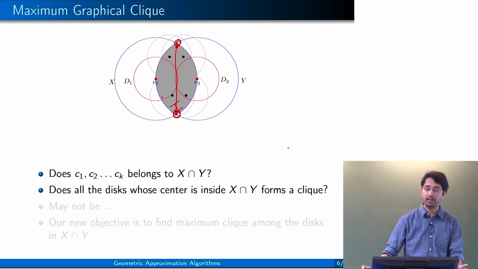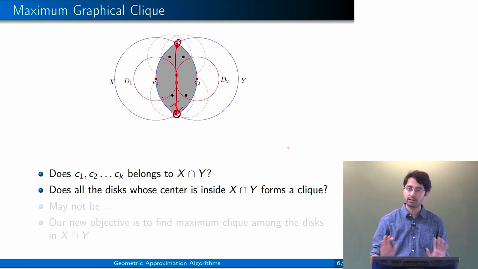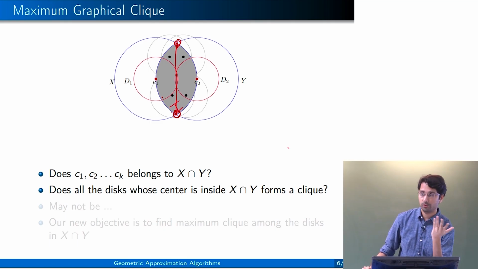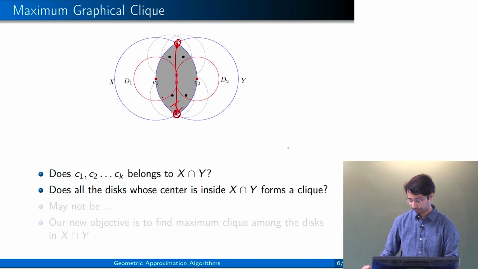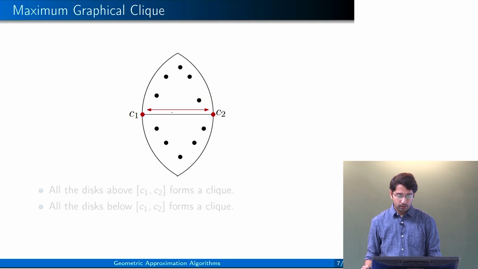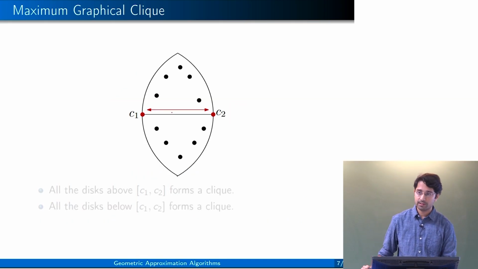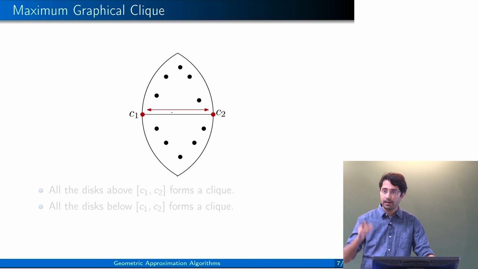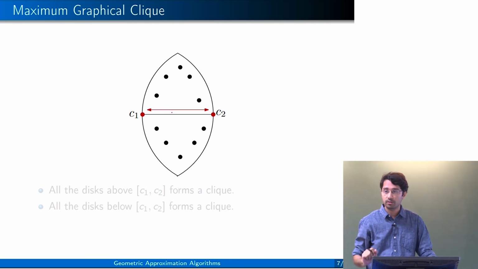So, I started with a clique problem for a plane. Now, we are trying to solve a clique problem for this region, where all the disk centers are in this region. The question is, did we gain anything from this extra information, that I have to find a maximum clique among the disks whose center is here? Let us see. Suppose this is the intersection region and there are a lot of centers as shown in the figure, and our objective is to find the maximum clique among those disks.